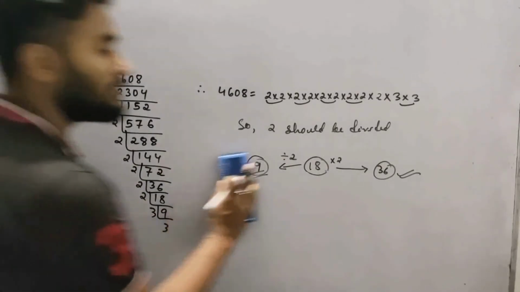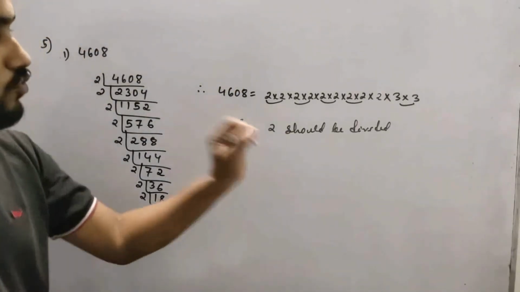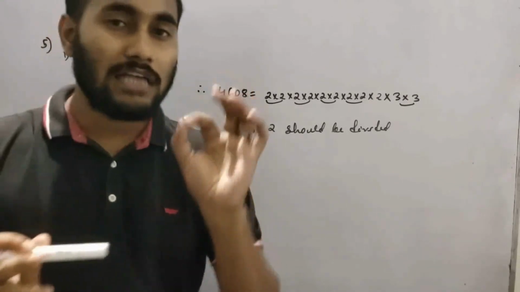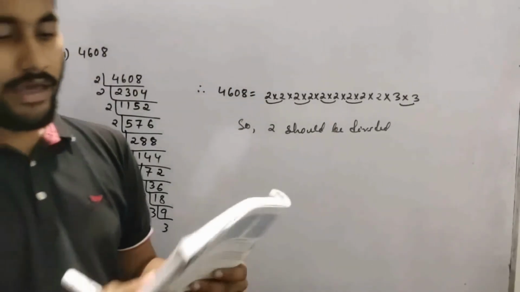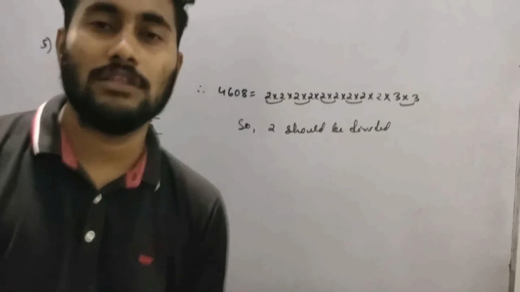Okay, so first part done. What should be divided? 2 should be divided. Now let us do the last part. What is the last part? Also find the number whose square is the new number.